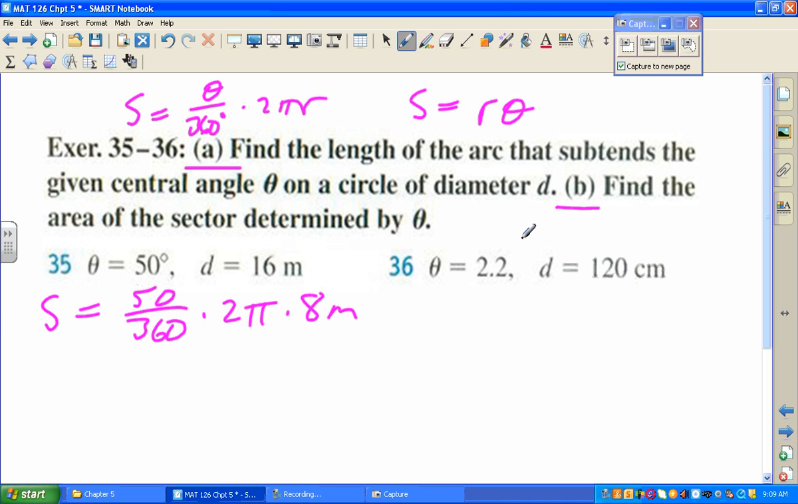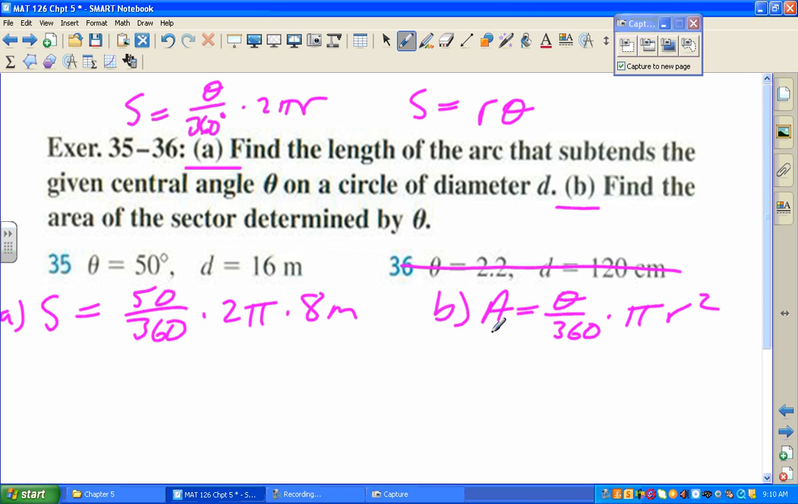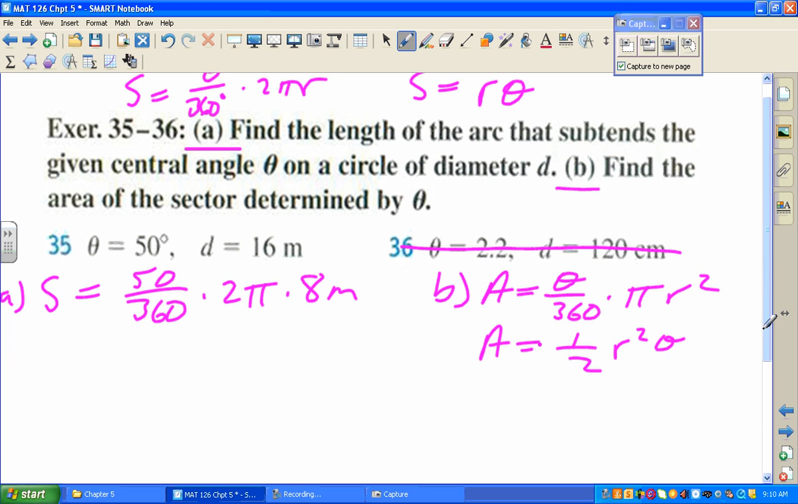Yesterday we had two area equations for part B. We said the area equaled theta over 360 times pi r squared if you're in degrees. If you're in radians, it is 1/2 r squared theta. And I said all four of those should go on your note card. That way you can reference them quickly throughout the homework and learn them, and we'll move on.